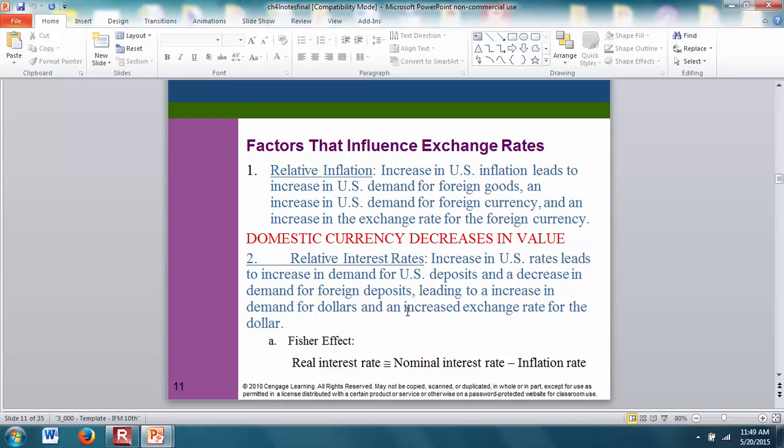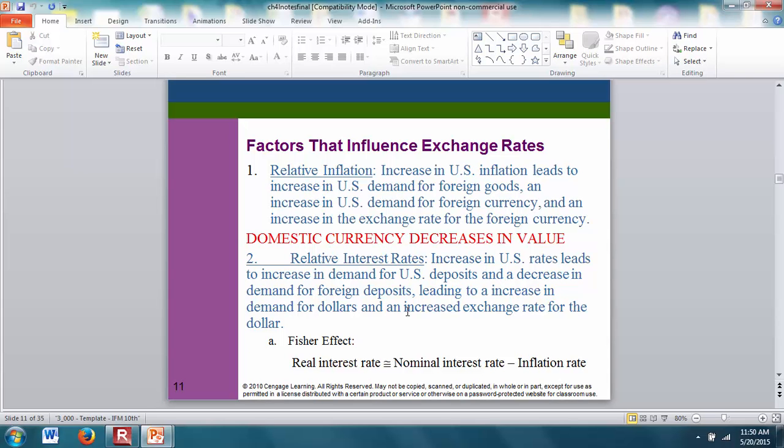So let's talk about each of these variables. The first one is relative inflation, that is the inflation in the US relative to the inflation in the UK. An increase in US inflation leads to an increase in US demand for foreign goods, an increase in US demand for foreign currency, and an increase in the exchange rate for the foreign currency.